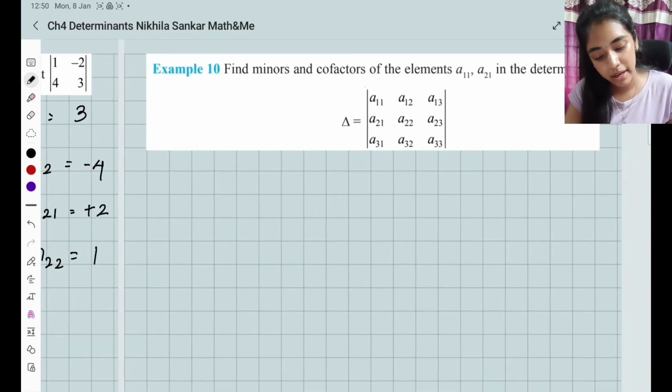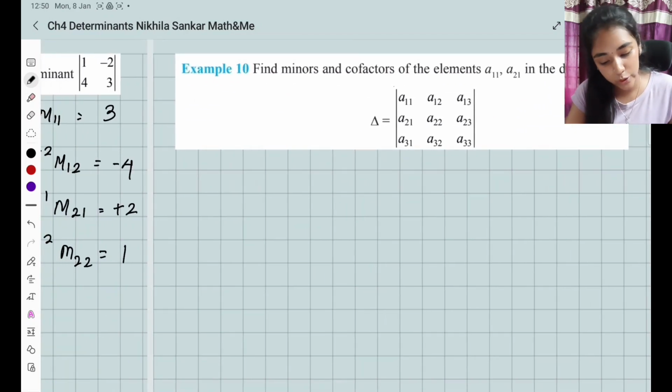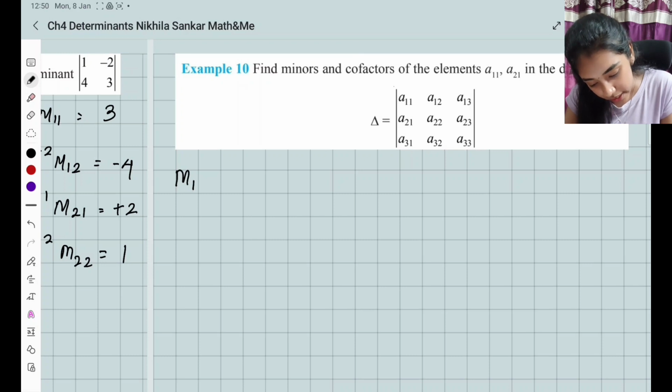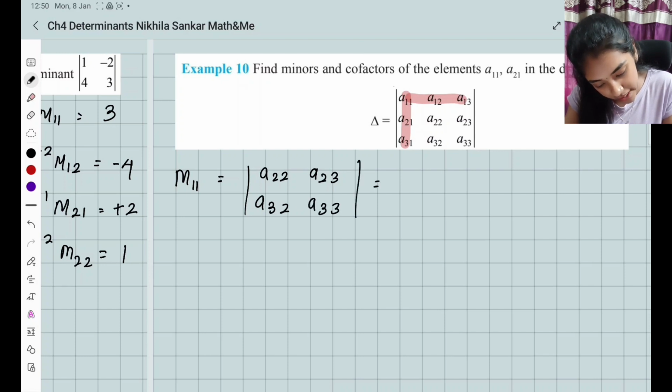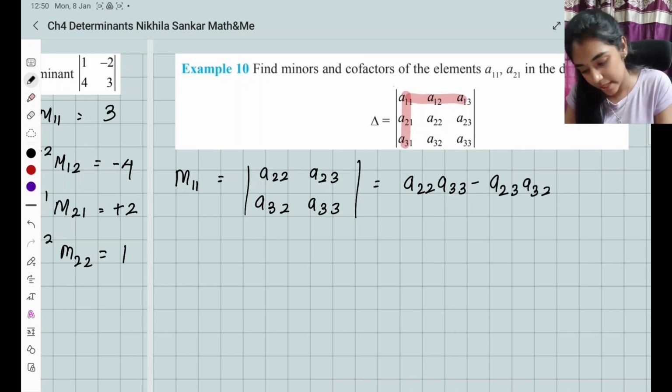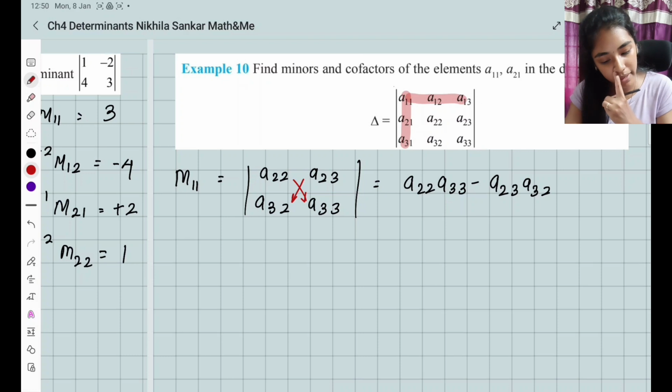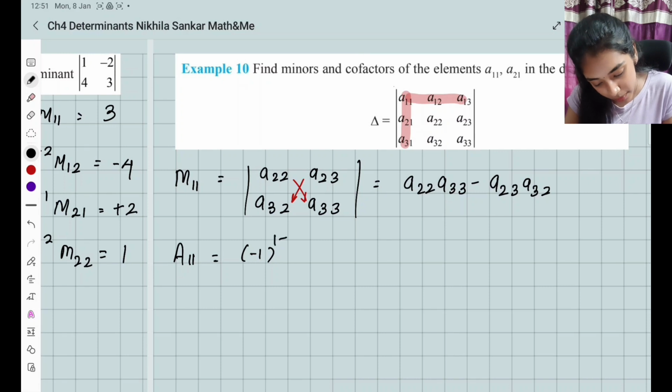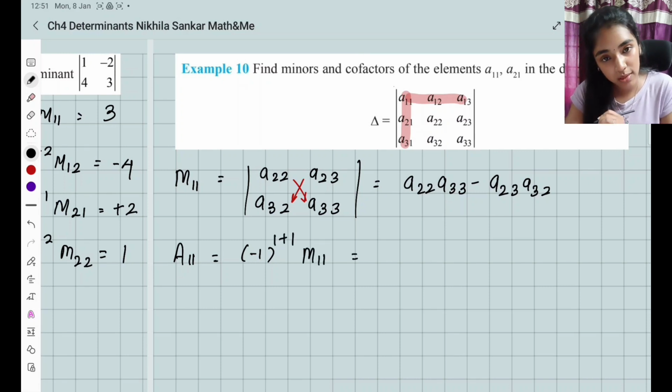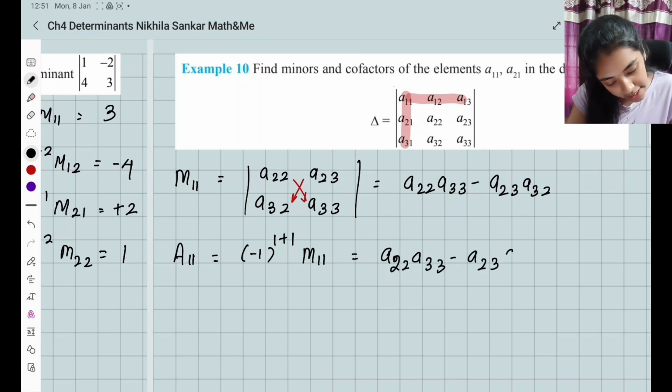Okay, now find the minors and cofactors of the elements A11 and A21. So minor of 11 is going to be, when I hide the first column and the first row, I'll be left with A22 A23 A32 A33. So what is the minor going to be? A22 A33 minus A23 A32. Correct? இப்படி தான் determinant எடுப்போம். I'm going to cross multiply. So this is going to be the minor. And the cofactor கேட்கறான். So cofactor எப்படி எடுத்து போறோம்? A11 is going to be minus 1 to the power 1 plus 1 times M11. Minus 1 to the power 2 is going to be a positive 1. So M11 தான். So it is going to be A22 A33 minus A23 A32.